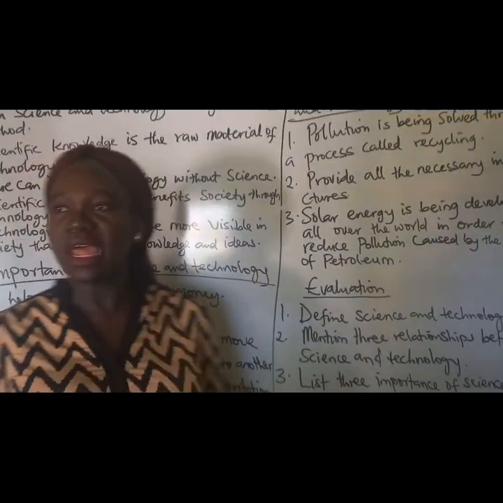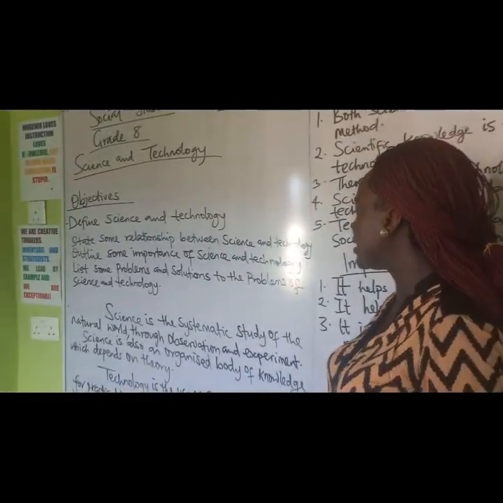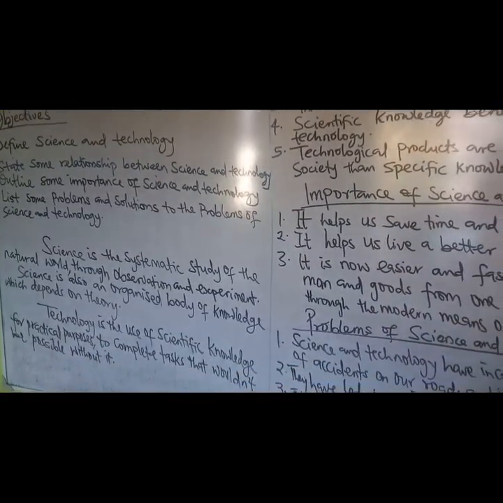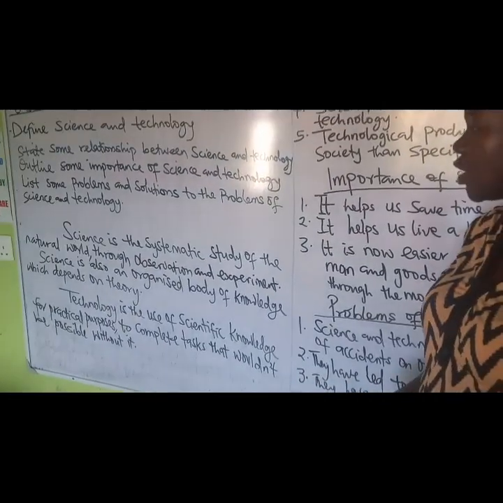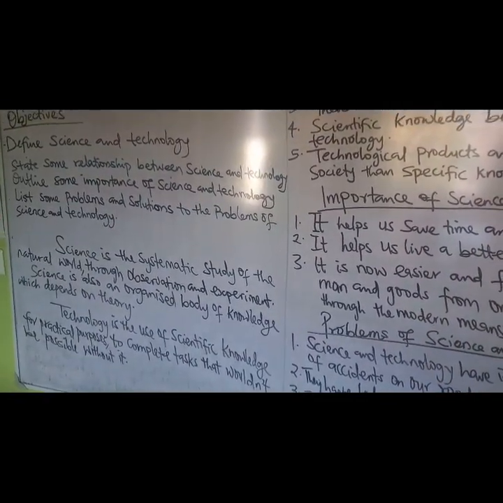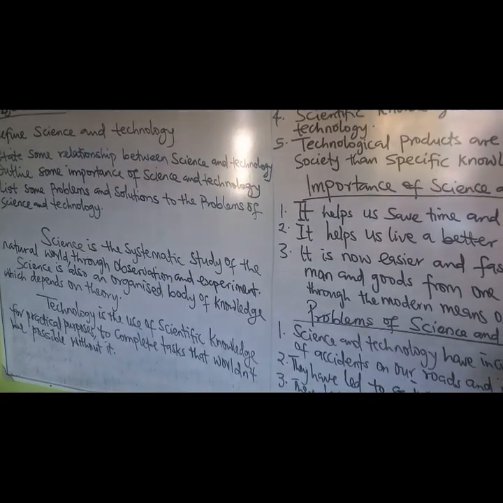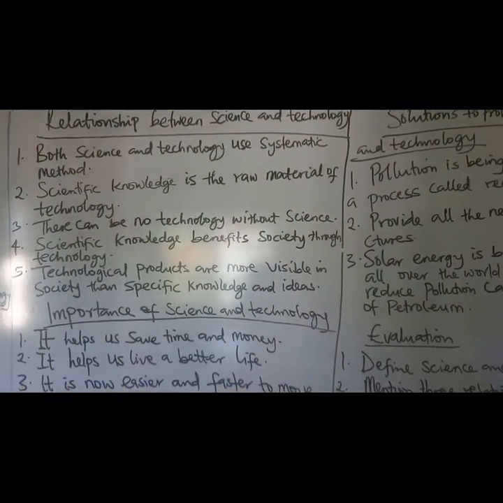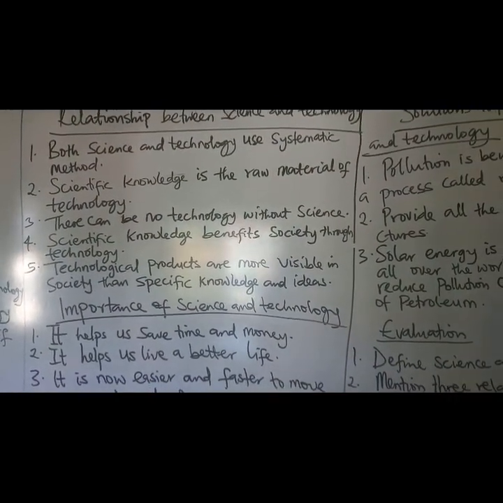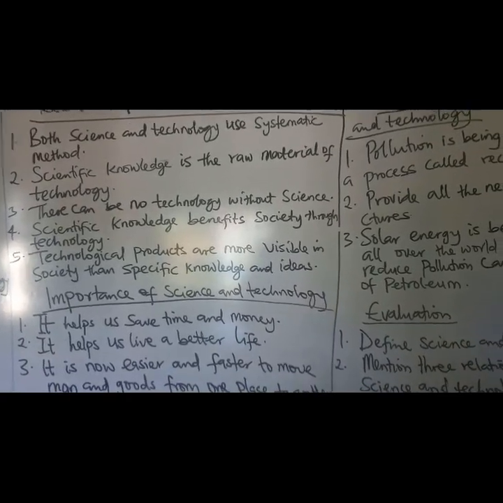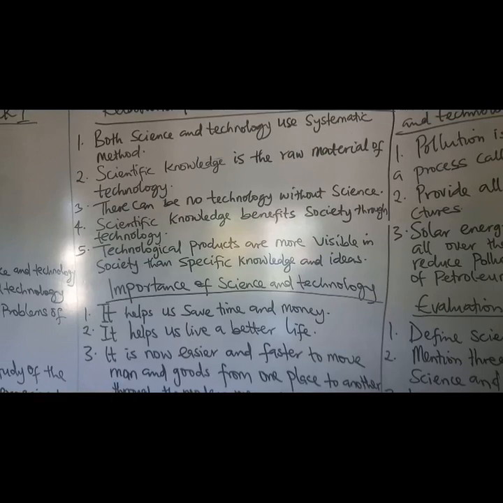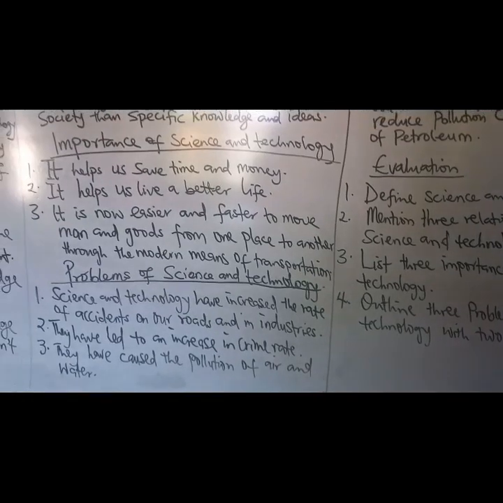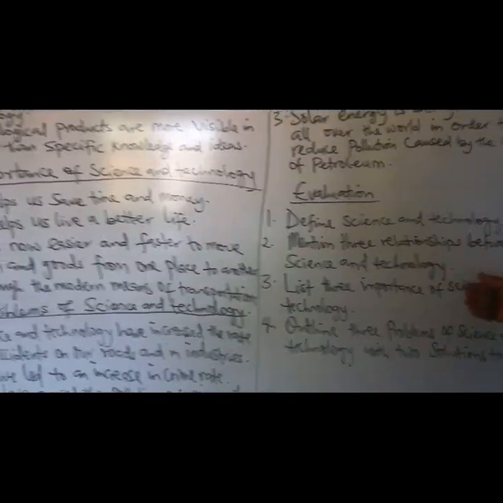I believe that you have learned that science is a systematic study of the natural world through observation and experiment, and that technology is the use of scientific knowledge for practical purposes to complete tasks that wouldn't be possible without it. The relationship has shown us that science and technology use systematic methods, and scientific knowledge is the raw material of technology. Some of the importance is that it saves time and money, and it helps us to live a better life. I believe you can now answer our questions.